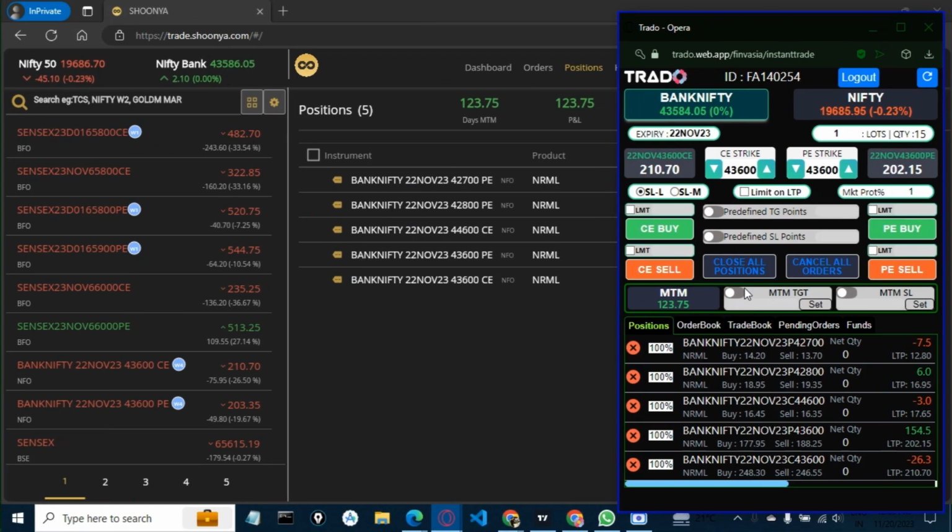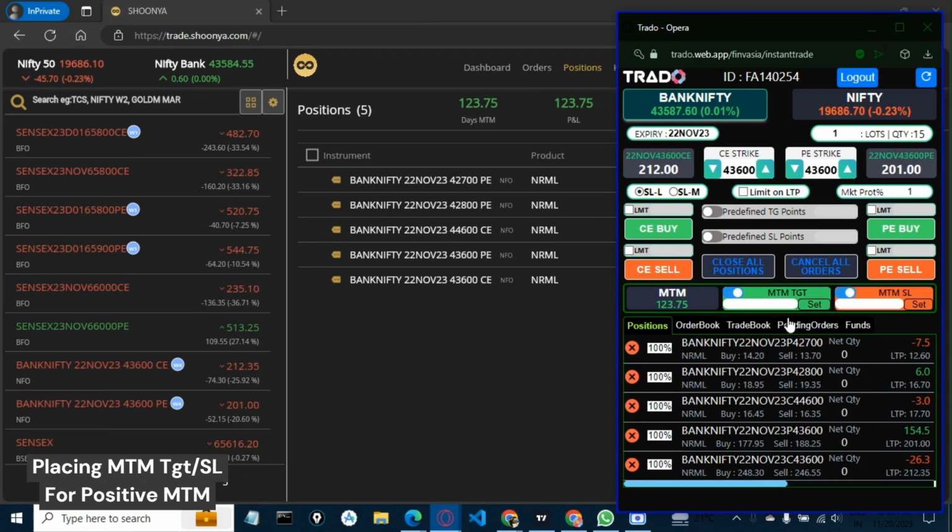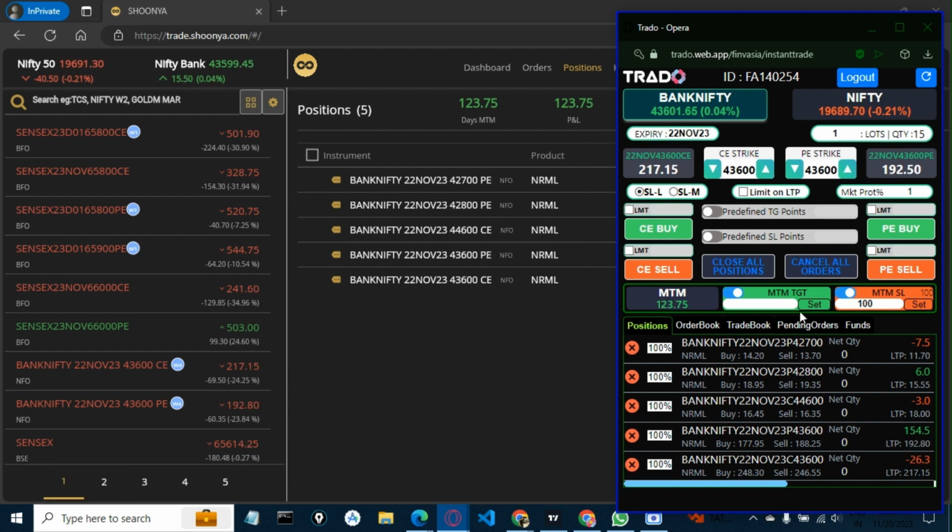Turn on this MTM target and MTM SL. Currently, I have 123 rupees profit and I don't want to lose this profit. So I can set this MTM SL to 100 rupees. Set it. When this MTM goes to 100 rupees, all my positions will be exited. And I will set my MTM target to 150 rupees. Just for demonstration, we will take one OTM strike price.